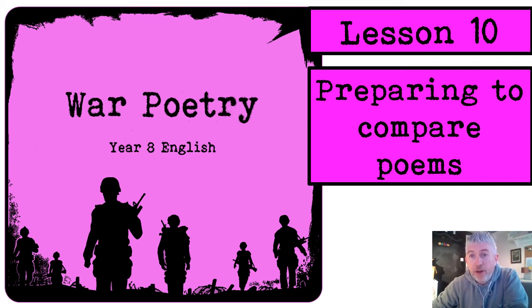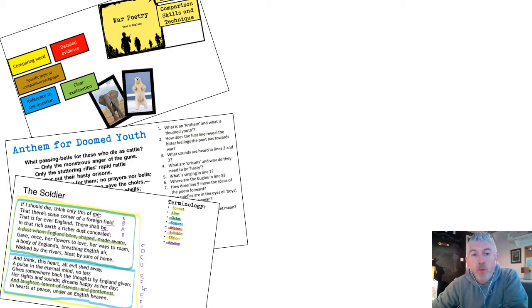Okay, right, so lesson 10, and we're going to prepare more now to compare poems. On our last lesson, we were building on the work we did on the polar bear and the elephant, getting some basic skills. And in our last lesson, I brought in the second poem, the Anthem for Doomed Youth text, which you answered some questions on. And now today, it's about bringing that poem alongside The Soldier.